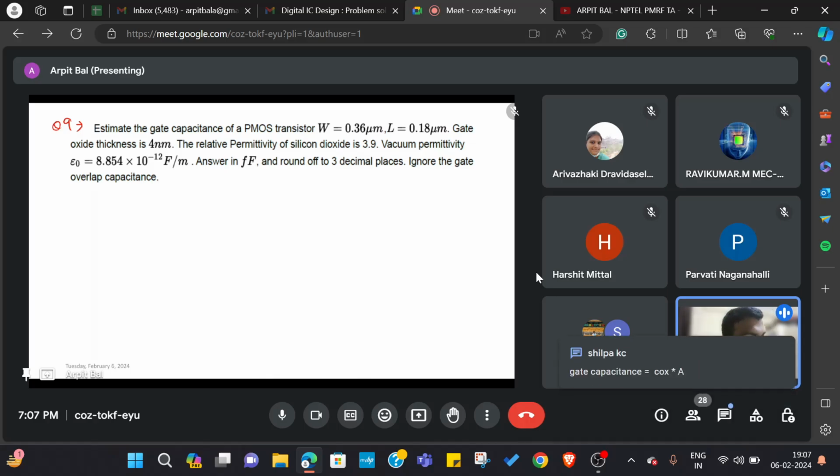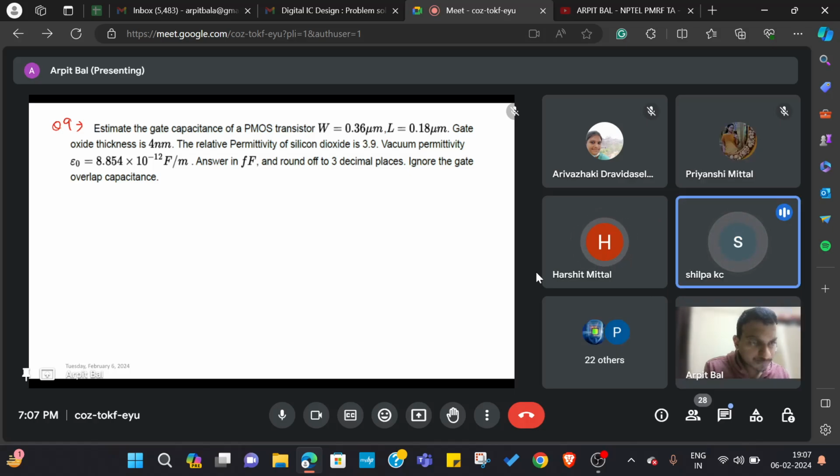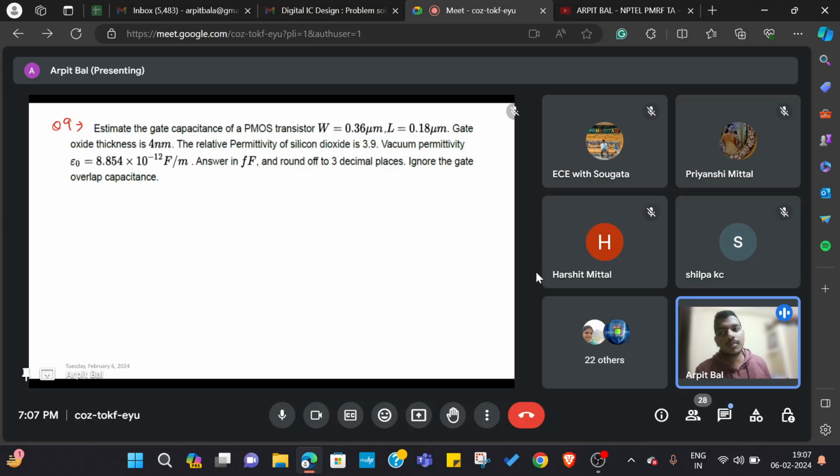Okay, can someone tell me how to proceed with this? Gate capacitance equals Cox times A. Okay, but Cox is not given to me. Can you be a bit more specific? Cox is equal to epsilon naught divided by TOX. Correct. So it is going to be similar to the problem that we solved before.